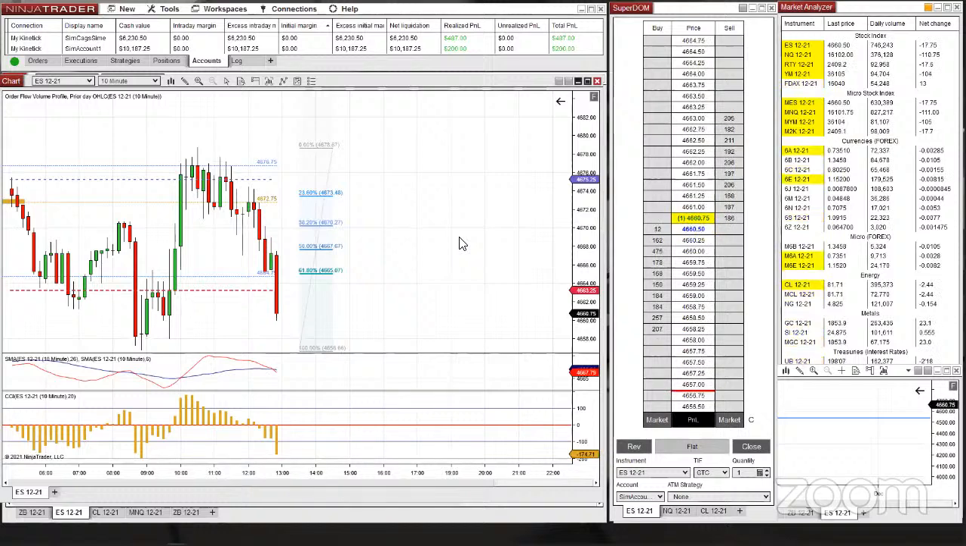Pratik asked, what time frame is more accurate? Well, each time frame is exactly accurate. I'm not sure of the question.